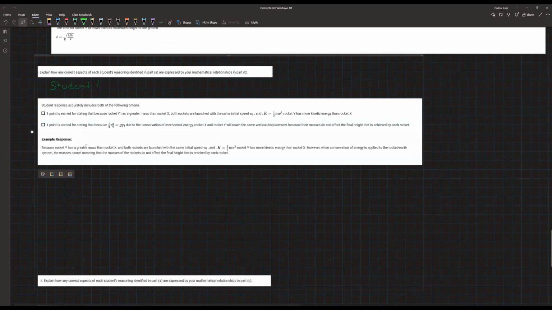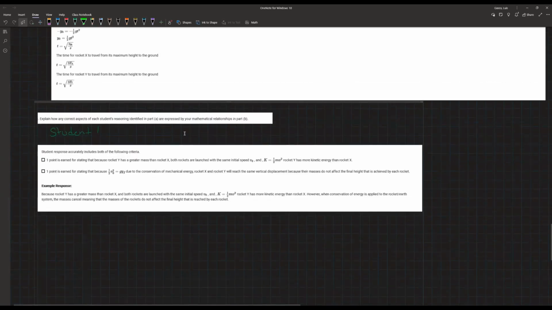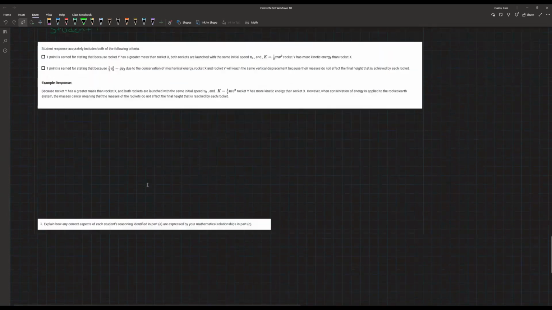For this scenario, they say because rocket Y had a greater mass than rocket X, and both objects are launched with the same initial speed, and K equals 1/2 mv squared, rocket Y has more kinetic energy than rocket X. However, when conservation of energy is applied to the rocket-Earth system, the masses cancel, meaning the masses of the rockets do not affect the final height reached by the rocket. So this is basically recognizing the kinetic energies are larger for rocket Y than for rocket X, but because the masses cancel, they attain the same height.